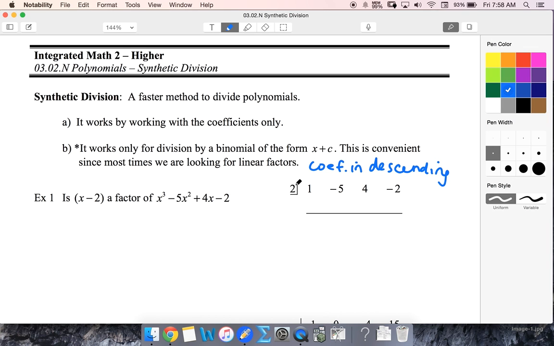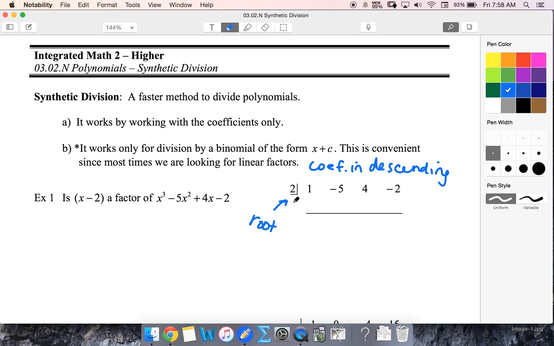In my little divisor box, I put the opposite sign. So really, this is what the root would be. Here is our factor, so the root over here. And we don't know if it's a root or not. Here we're asked, is it a factor? If it's a factor, that means that 2 would be a root. That would mean that the remainder would be 0.